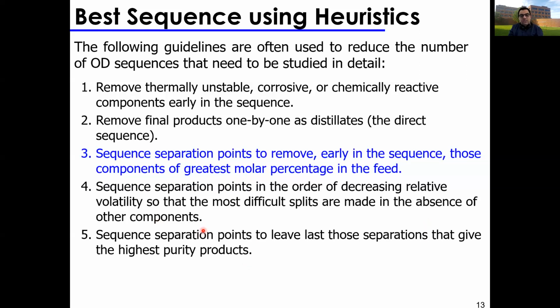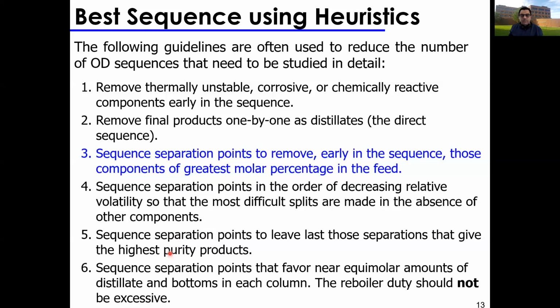And again, number 5, sequence separation points to leave last those separations that give the highest purity products. So you want to sequence your separation in a way that you can get the highest purity, right? And this says last, this is number 5, so you don't just jump to this. You need to make sure you satisfy 1, 2, 3, 4, and then this at the end. This is more applicable to easy cases, but in more complex cases you might never have to deal with this. Okay, number 6, sequence separation points that favor near equimolar amounts of distillate and bottoms in each column.